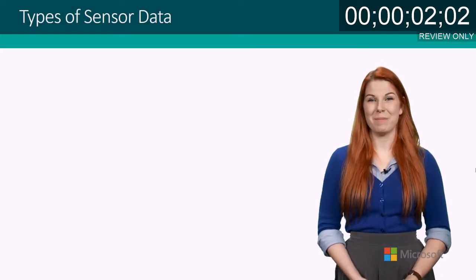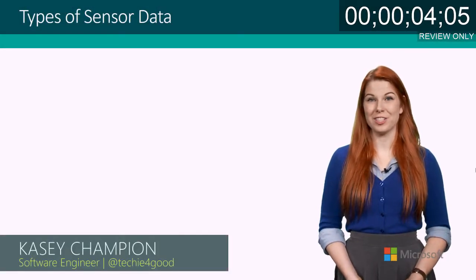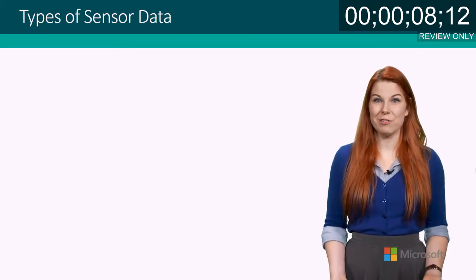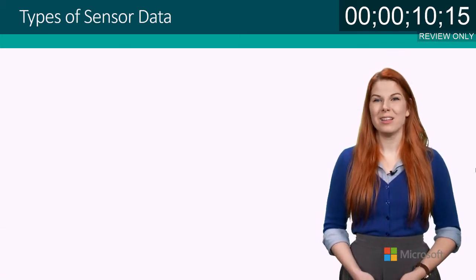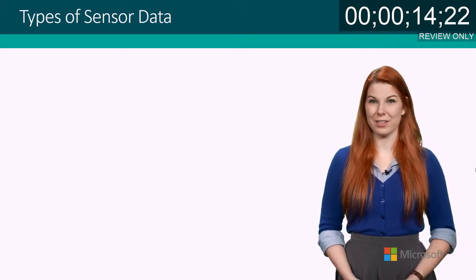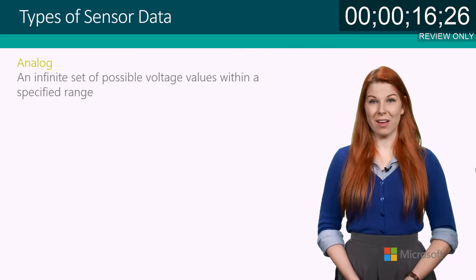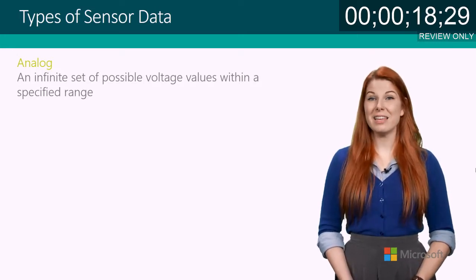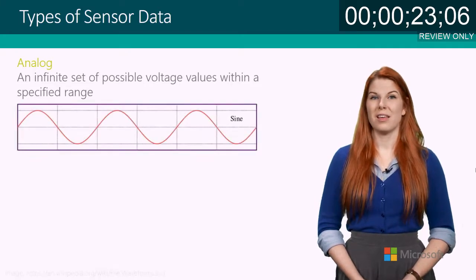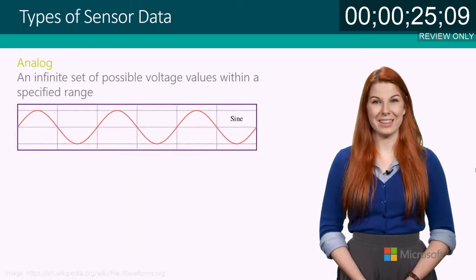Now that you know a little bit more about what types of information sensors can gather, once a sensor's gathered it, what do you do with that information? Well, those signals are converted into generally one of two categories. Either they're analog, which means that there is an infinite set of possibilities within a specified range. If you were to graph it, it might look something like this.